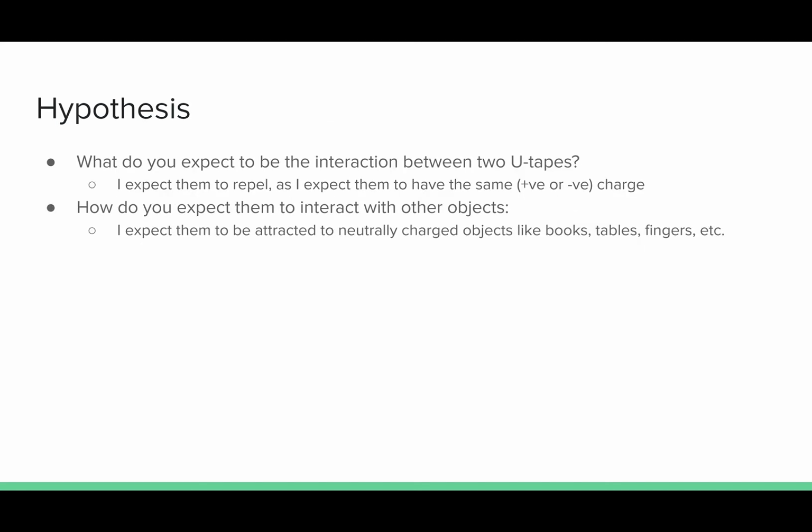Let's look at the hypothesis I had while conducting the experiment. What did I expect to be the interaction between the two U-tapes? I expected them to repel simply because I expected them to have the same charge, which would mean that like charges repel. And how do you expect them to interact with other objects?